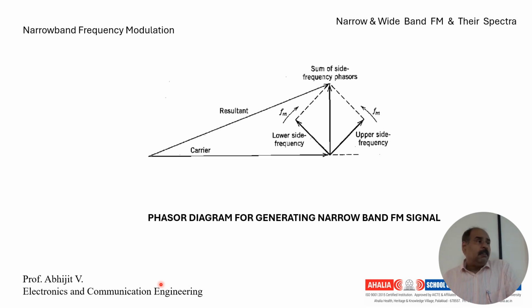explain the advantages, or explain how narrowband FM signals are generated, or what are the advantages of using narrowband FM signals where the modulation index is presumed to be much less than 1.